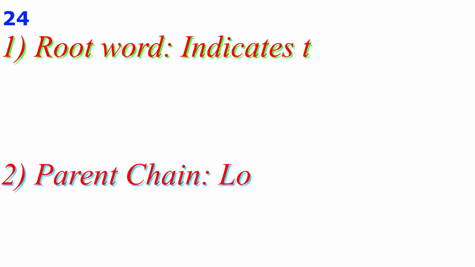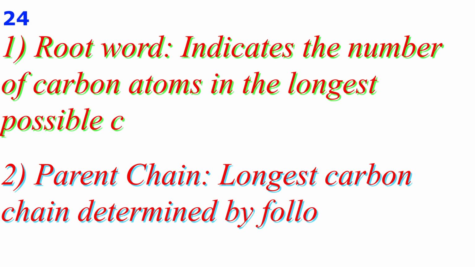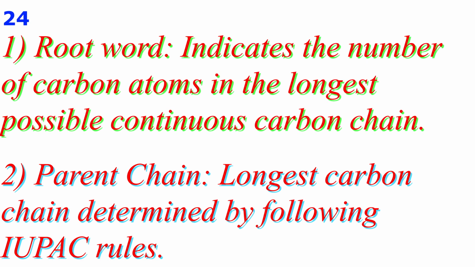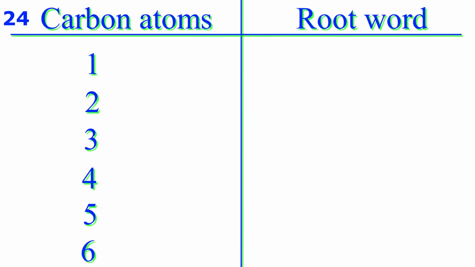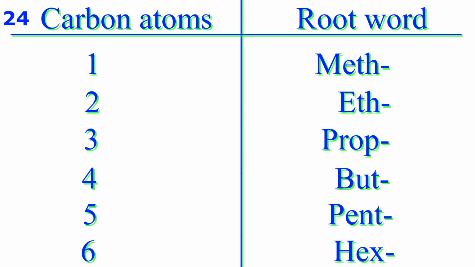Friend, first, the root word or word root of the IUPAC name indicates the number of carbon atoms in the longest possible continuous carbon chain, also known as the parent chain. The word roots used for different lengths of carbon chain are shown at present on your screen.